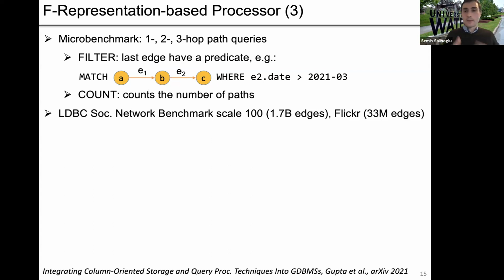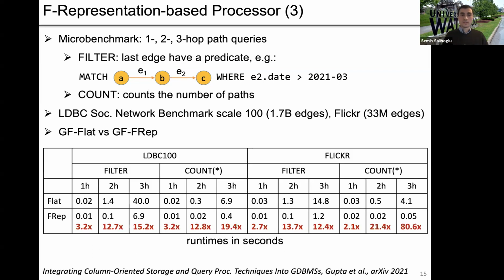And I'm running it on the LDBC social network benchmark. This is a benchmark that is slowly becoming the TPC-H or TPC-C of graph database management systems. For those of you who don't know, TPCs are the most widely used benchmarks for relational database management systems, and another social network Flickr data set. And I'm comparing the performance of GraphflOw with flat representations and GraphflOw with F representations.